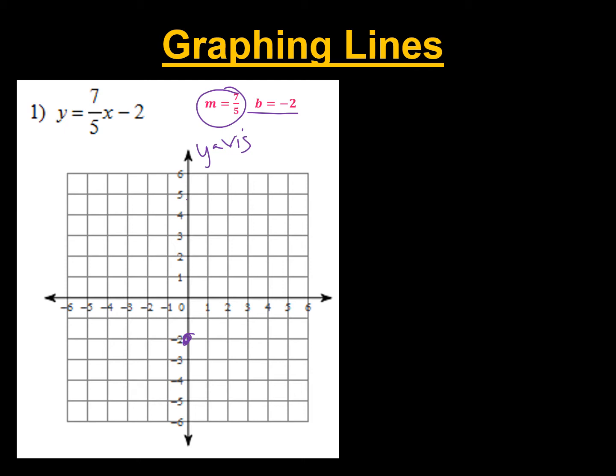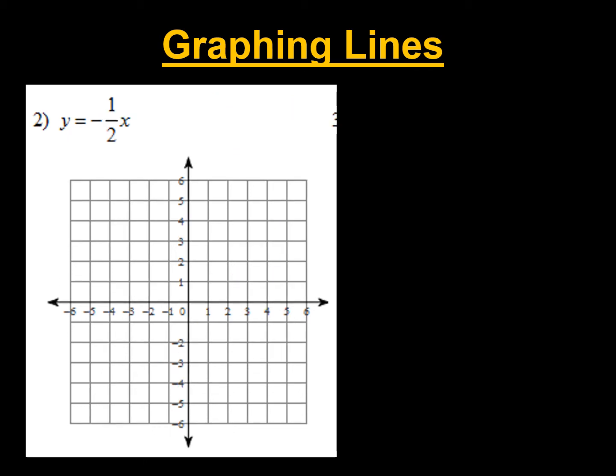And I put my dot. Okay, so there's my dot, if it'll let me draw it, and then I can draw my line through those 2 points and put arrows in both directions. So there is the line of that equation.